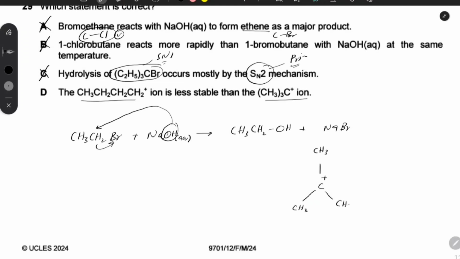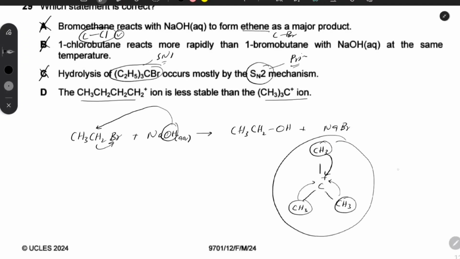So if something is electron deficient, and there are a few groups directly attached to that electron deficient group, providing electrons to it, that will make this ion very stable. So in a tertiary carbocation, there are 3 alkyl groups donating electrons to that electron deficient carbocation.